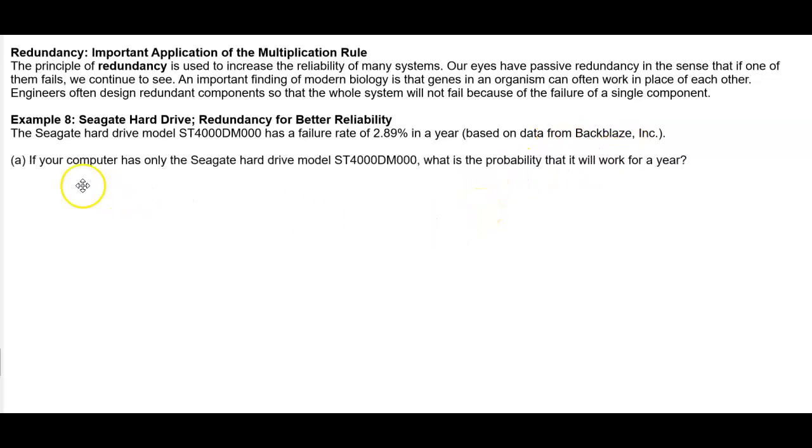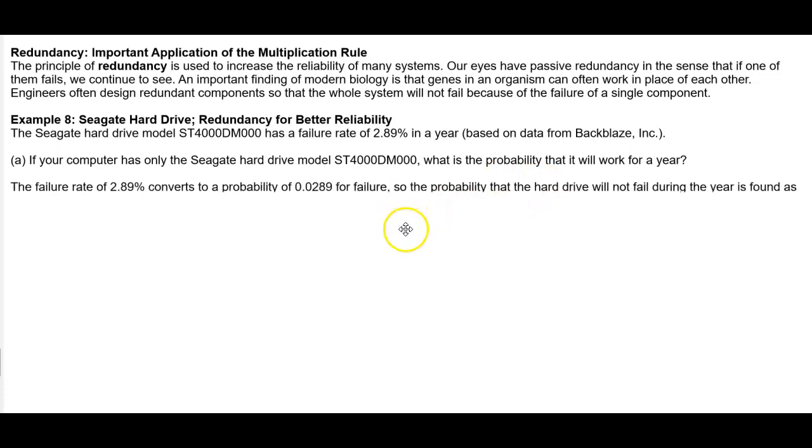Now in part A, it says that if your computer has only the Seagate hard drive model, what is the probability that it will work for a year? Now, the failure rate of 2.89% converts to a probability of 0.0289 for failure. So we converted this percent into a decimal by moving it twice to the left.